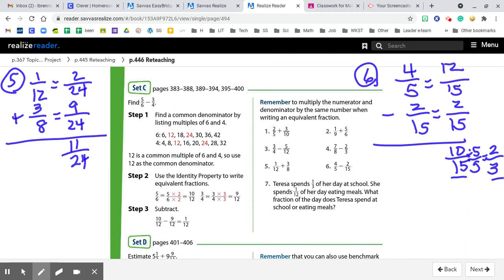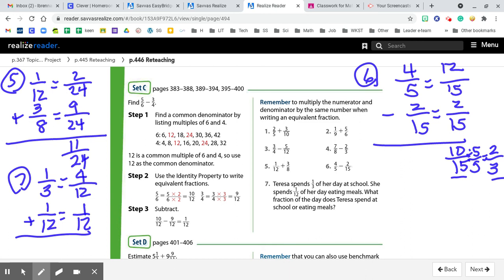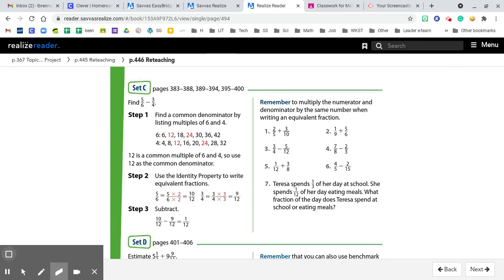And for the last one, number 7, Teresa spends a third of her day at school, a 12th of her day eating meals. What fraction of the day does Teresa spend at school or eating meals? I think that means and eating meals, but okay. So we're going to find equivalent fractions. I know that 3 goes into 12. So we wind up with 5/12 of her day she spends eating meals or at school. Okay, that was A, B, and C.